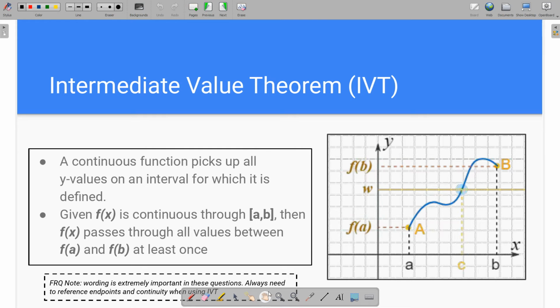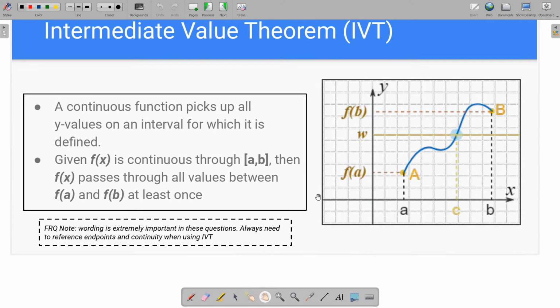IVT. So IVT is important, and one of those things that always gets asked, usually multiple times on the AP exam. And so the intermediate value theorem, always abbreviated to IVT, and that's acceptable to use in your final answers. So what it's saying is that a continuous function picks up all y values on an interval for which it is defined. So provided that our domain is [a, b] with hard brackets here, where f of a and f of b are included, between these two points it's going to pick up all values between f of a and f of b, which might sound funny or might be something you've never really reflected on.